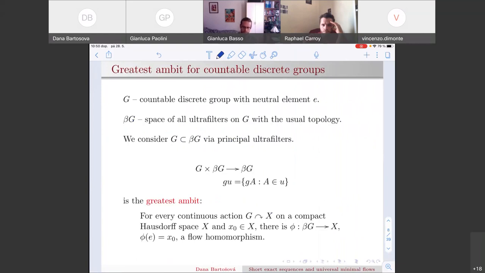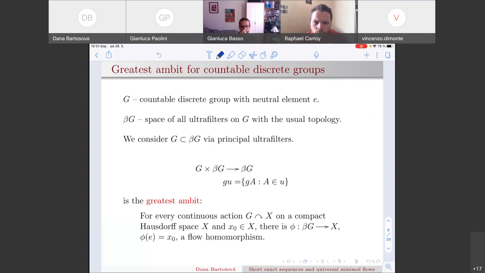You take an ultrafilter, you take an element of the group, and you just translate every element of that ultrafilter by that element of the group. So this is going to be an action, and this is a greatest ambit action, which is very easy to show by the universality property of the Stone-Čech compactification. This is a reminder of what the property of being the greatest ambit is: every map into a compact space from G to X, which we can think of by evaluation here, extends to beta G, and this is going to do the job.